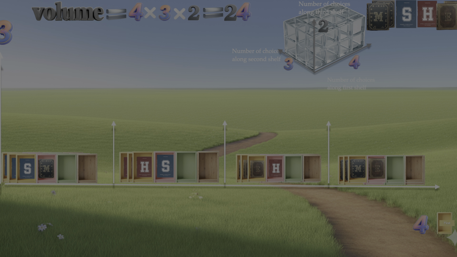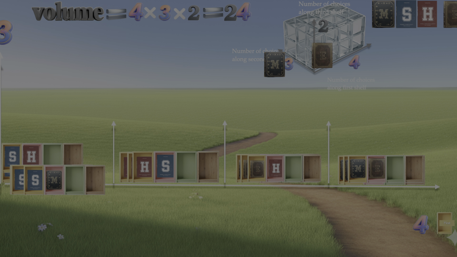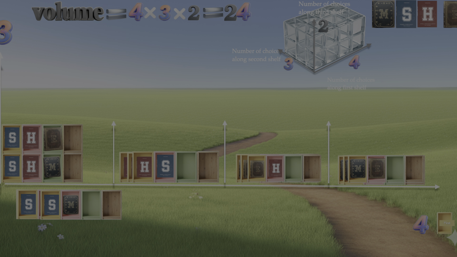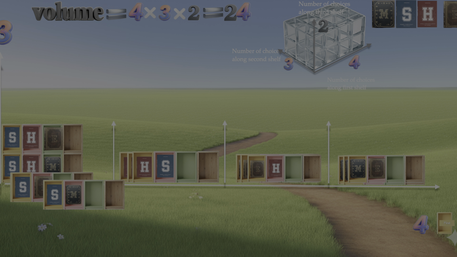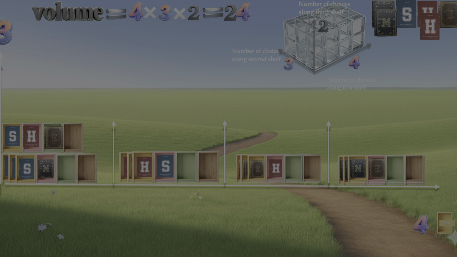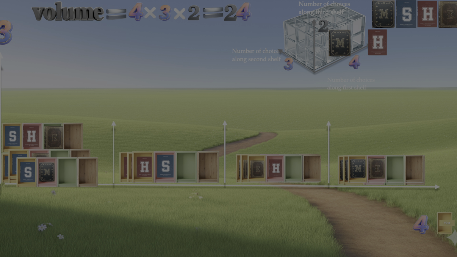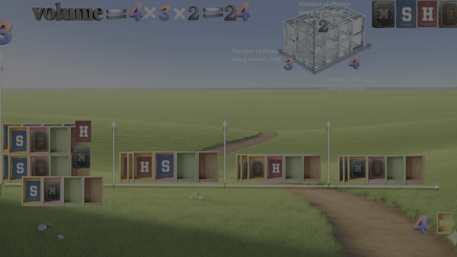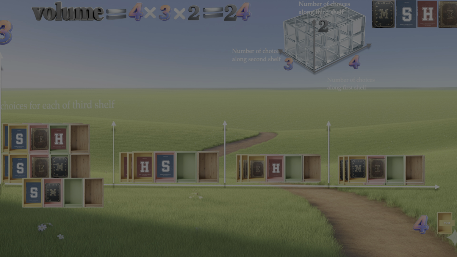For the third shelf, there are two choices of books, since two books are already in place and we begin filling from the backmost shelf. Thus, if the science and history books occupy the first two shelves, the third shelf can be filled with either the math or the English book, resulting in two choices. Then we move one layer upward and fill the third shelf with the two available books. In this case, if the science and English books occupy the first two shelves, the third shelf can be filled with either the history or the math book, resulting in two choices.